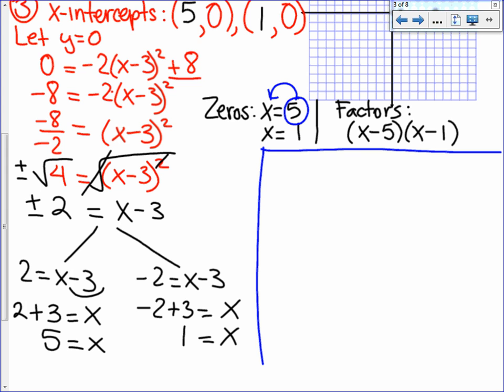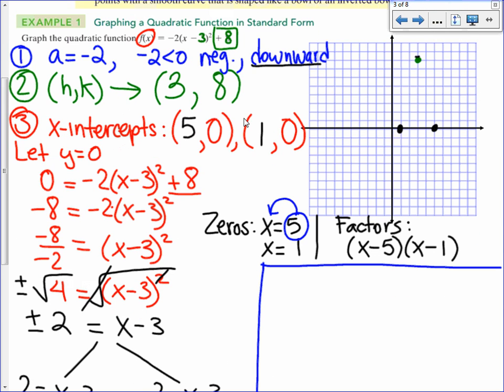So I forgot what the equation was. Okay, so the equation is f of x is equal to negative 2 times (x minus 3) squared plus 8.